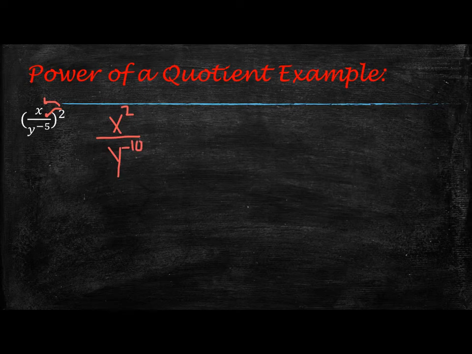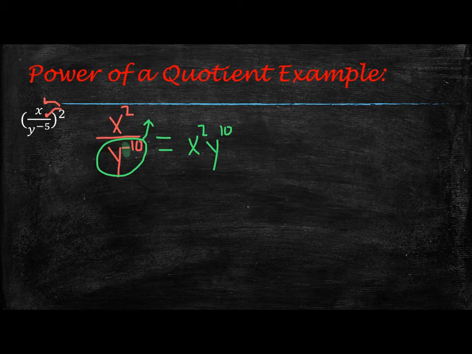Now you don't want to leave your answer with a negative exponent, so you now need to flip that up to the top. Anytime a negative exponent is in the denominator, that just flips it up to the numerator. So you'll still have the x squared in the numerator, but now the y to the positive 10 will come up and join it. So that would be your final answer.